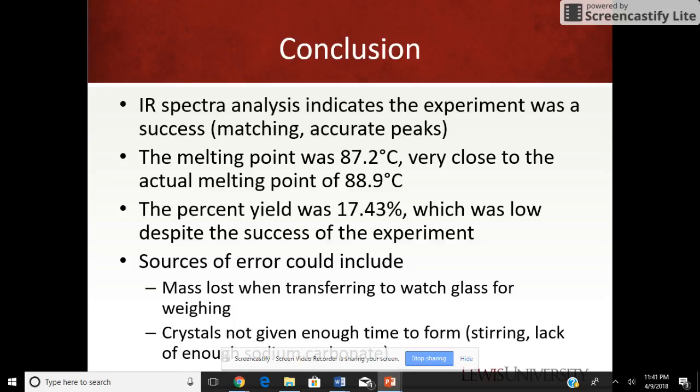So if I were to go back and do something different, I'd definitely take my time on a couple more steps, like the stirring, adding sodium bicarbonate, and the heating. And that's it.